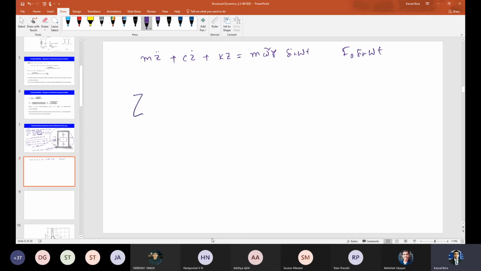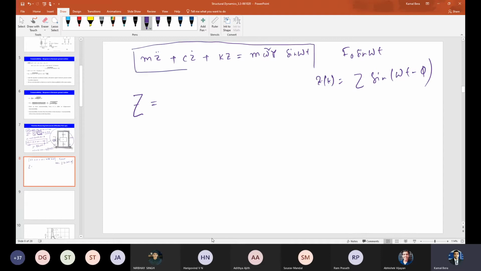So what is the amplitude Z? Tell me. Z is the response. So z is equal to Z sine omega t minus phi. So that is the response of this system basically, right? So please ask me if you have any doubt, because if you do not ask, then I am assuming that everything is understood by you. So do not hesitate to ask me, or I also give you the liberty that you can ask after the class also.